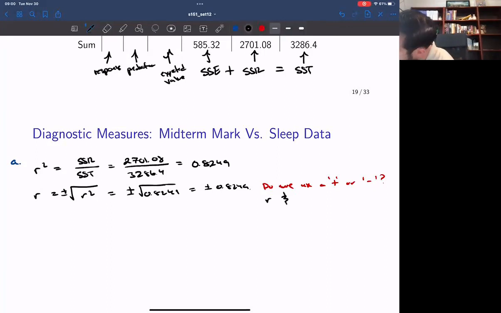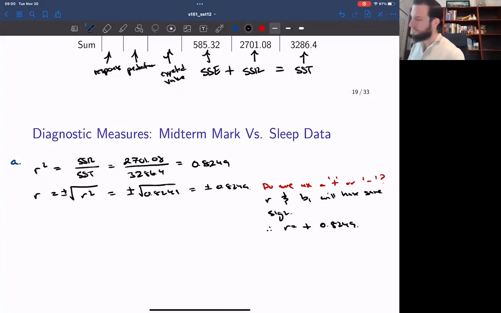So R and B1 will have the same sign. Therefore R is equal to positive 0.8249. R is a positive quantity because the relationship is positive. So you wouldn't have a negative R if the trend is going up, is basically the idea.